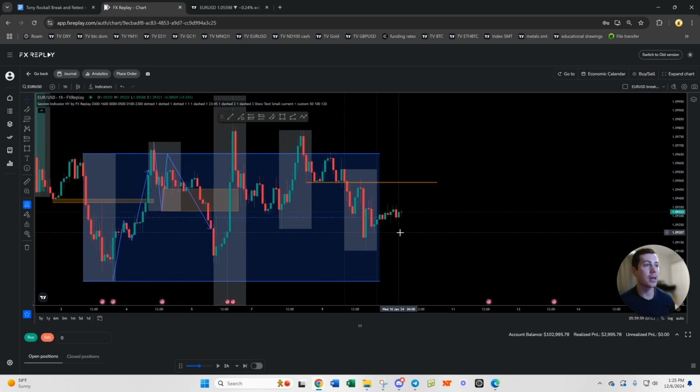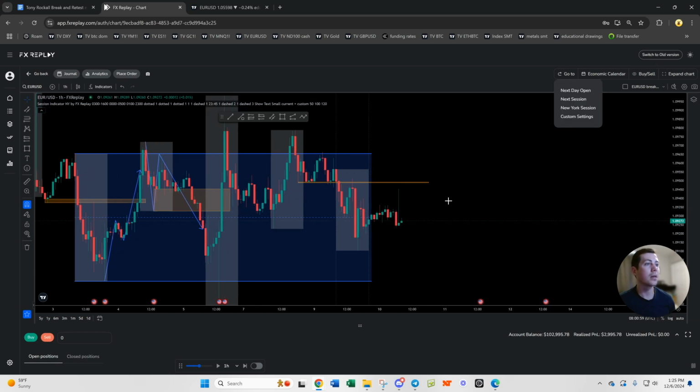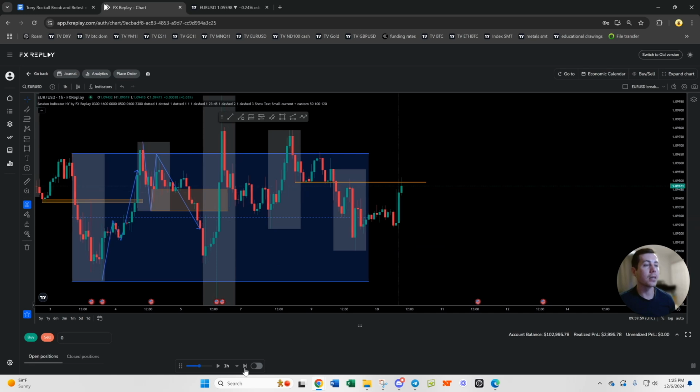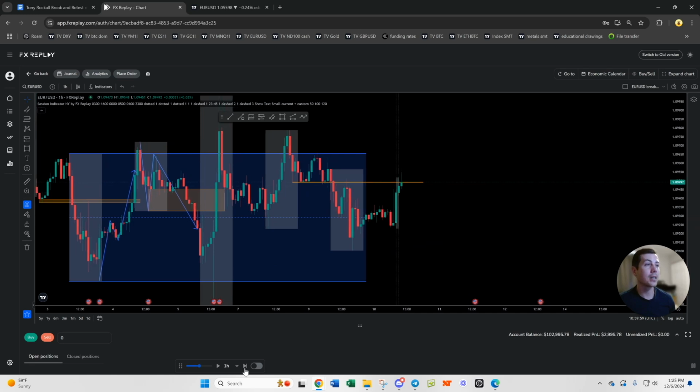I don't think we will this day. Oh, let's go to next session. It came close but didn't quite retest it. Alright, so here's a potential second retest. And we have 2 wick rejections. Let's go ahead and try this trade.